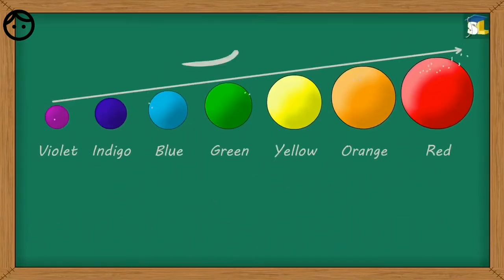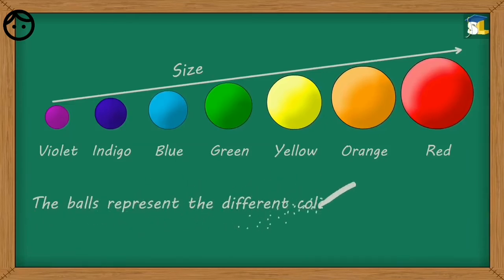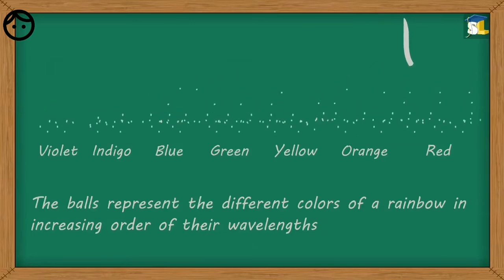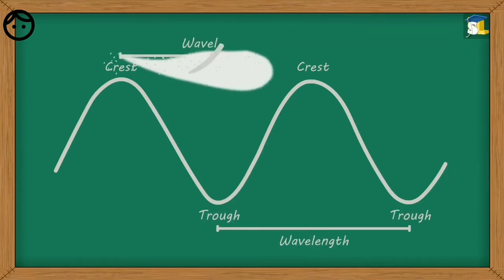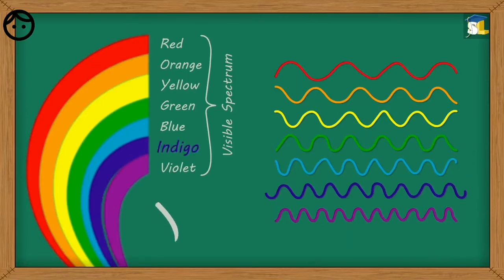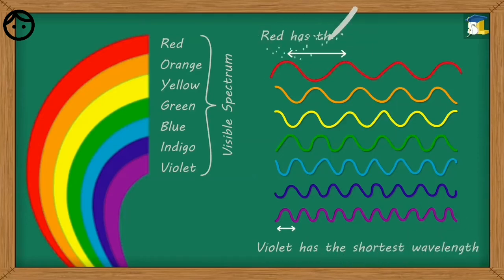Hey, did you notice that the size of the balls increased? Yes, you guessed right. The balls represent the different colors of a rainbow in increasing order of their wavelengths. Wavelength is the distance between consecutive crests or consecutive troughs in a wave. In a rainbow, as we move from violet to red, the wavelength of colors increases. Violet has the shortest wavelength, while red has the longest wavelength.